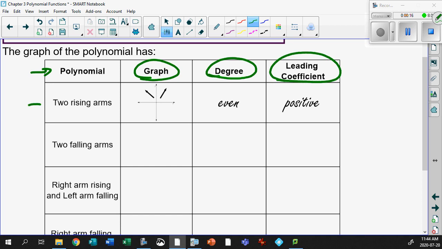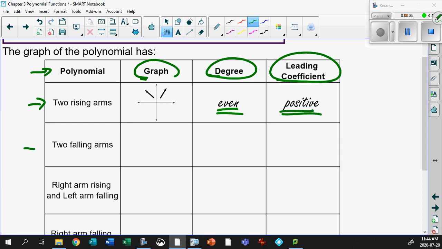For example, look, two rising arms. So I don't care how many intercepts you have in the meantime between there. All I care about right now is what are the arms doing? The right arm and the left arm are both rising. This tells you right away, if they're both the same, it's got to be an even degree. And if they're going up, it's got to be positive.